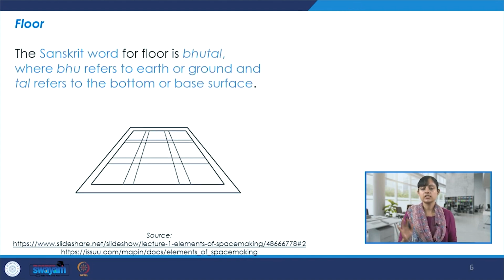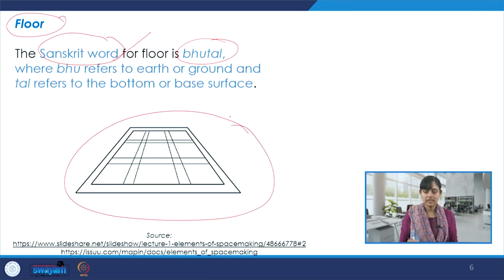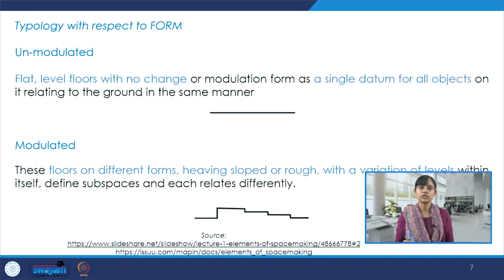So since we already discussed a lot about these elements, I'm going to talk a bit about some of the attributes of these and some visuals I'm just going to show. So not technical definitions that we have already seen. So when I talk about floor, it's a very crucial element. And if we talk about its origin, in Sanskrit, it is derived from bhutal, and bhu refers to earth or ground and tal refers to the bottom or base. And it becomes like an anchor point or reference. And we have to really see this as a very important element within the interior architecture projects.